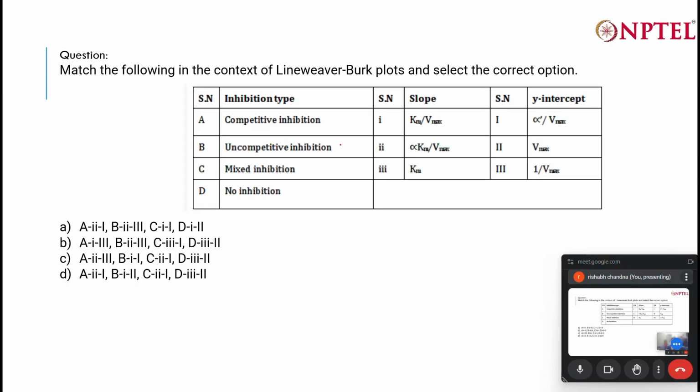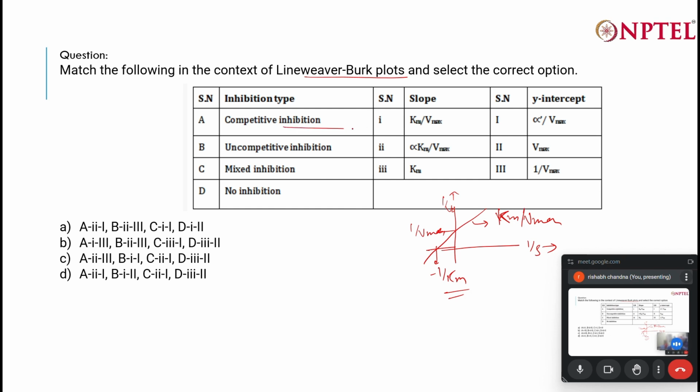So the next question states that we have to match the following in context of the Lineweaver-Burk plot and select the correct option. Okay, so the basic Lineweaver-Burk plot that we plot, this is 1 upon V naught, this is 1 upon substrate concentration, the slope of the line is Km by Vmax, this point is 1 by Vmax, and this point is minus 1 by Km. Okay, so this is how a normal Lineweaver-Burk plot is plotted.